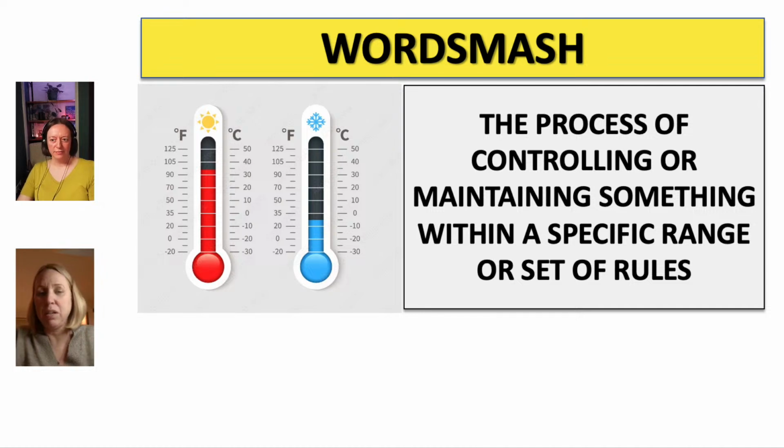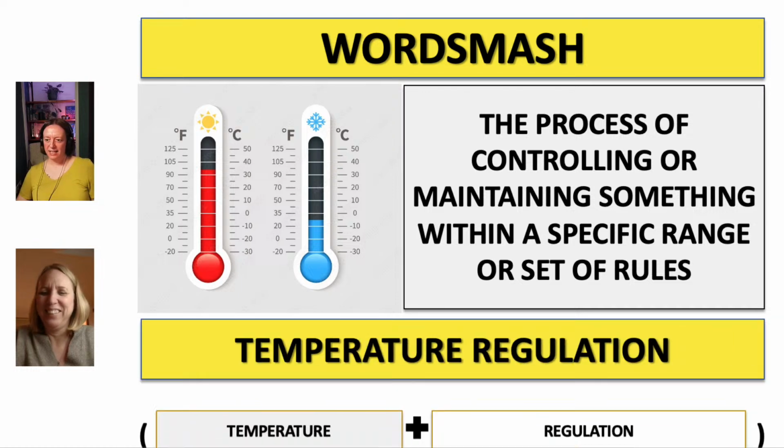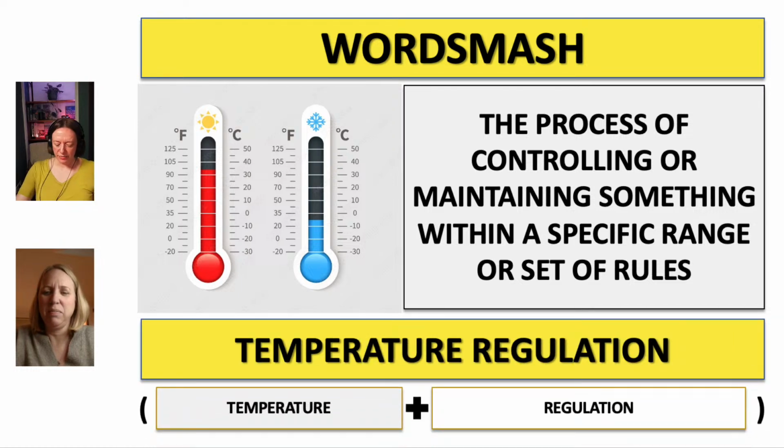So if we were to smash those words together, we might get thermoregulation. Alicia's saying that too. Brilliant, and well done, My life. I'm going to give you a round of applause because thermoregulation is the more technical way of saying temperature regulation. Brilliant, well done. Okay, let's have a look at another one of those.